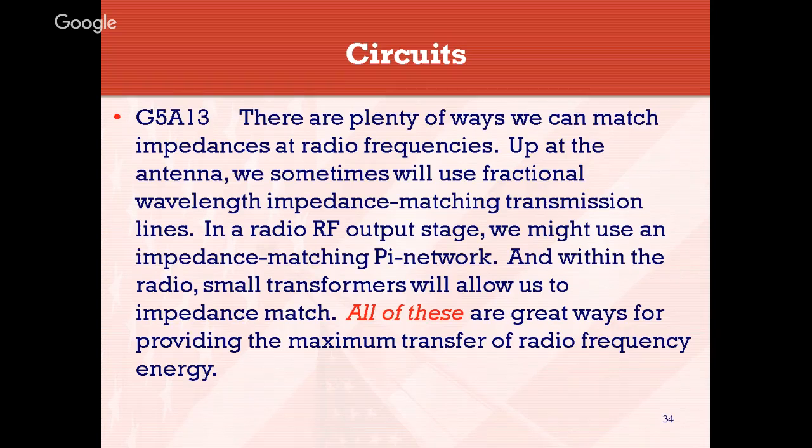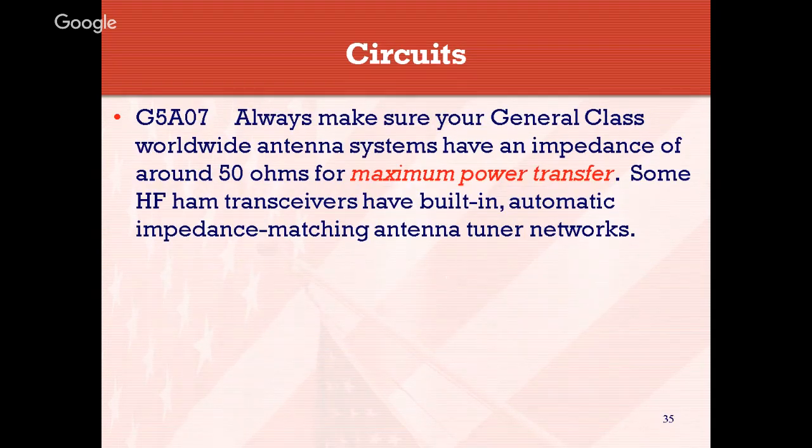If you look at any type of modern receiver, within the band selection and the part of the circuitry that controls that particular band, you'll see a whole slew of tuned circuits in there. Always make sure your general class worldwide antenna systems have an impedance of around 50 ohms for maximum power transfer.